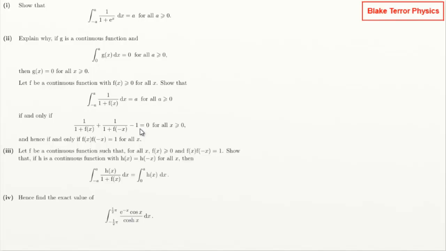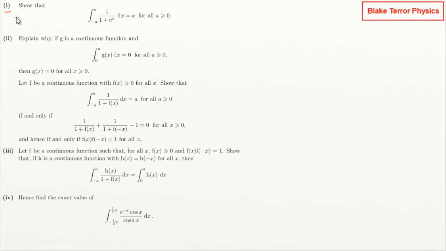Hello, this is question 5 from the Step 3 paper in 2022. Got lots of integration going on here, so this probably would have been a fairly popular question when people were sitting it, I would have thought. People tend to like a bit of calculus. Let's see how that pans out though.